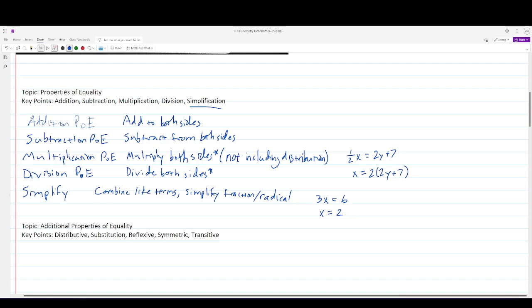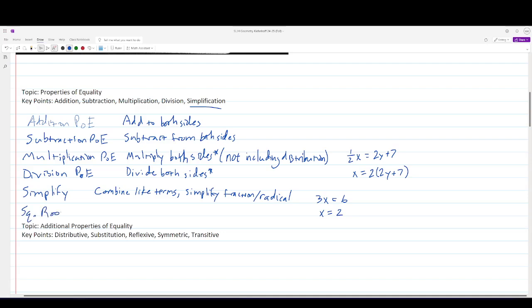So those are our properties of equality. They're the things that we use when there's an equal sign, and they're our basic algebra operations. You could also have square and square root properties. Well, you can have square root property. You can't have square property.